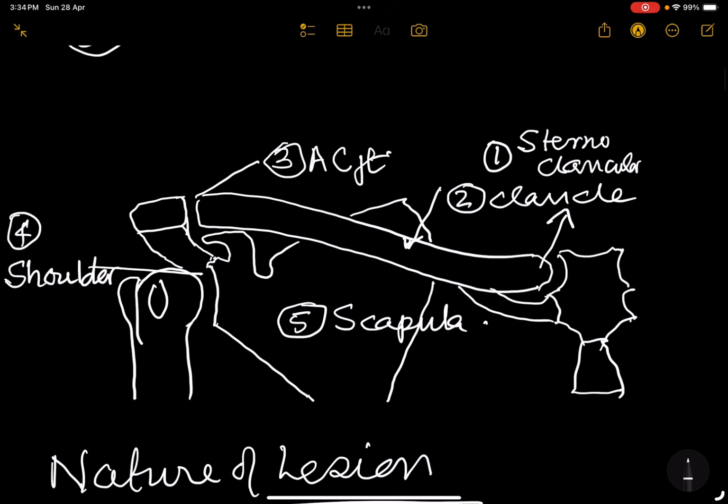So this is it. Sternoclavicular joint is here, clavicle is here, acromioclavicular joint, scapula, shoulder joint, and upper end of humerus.